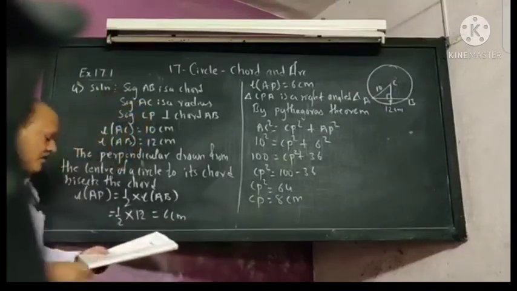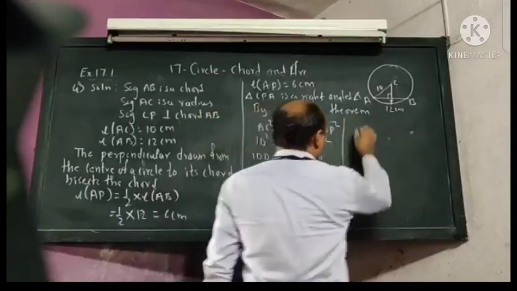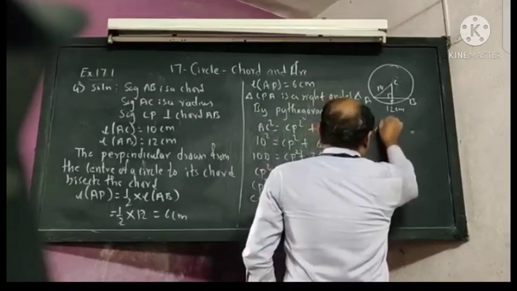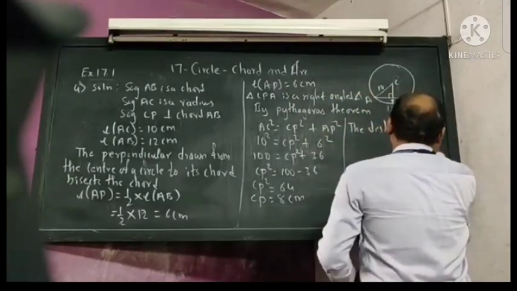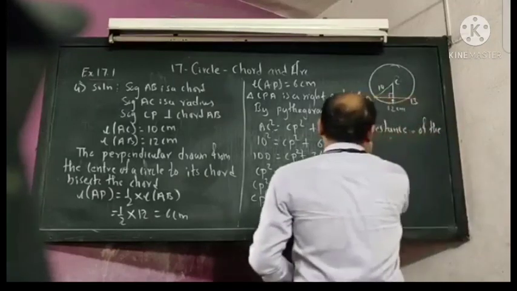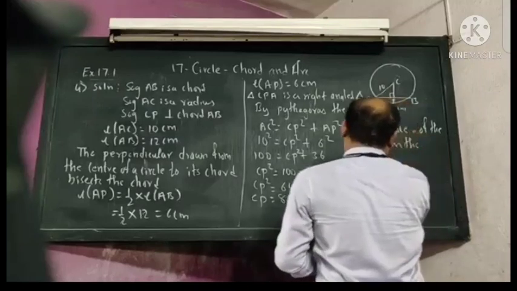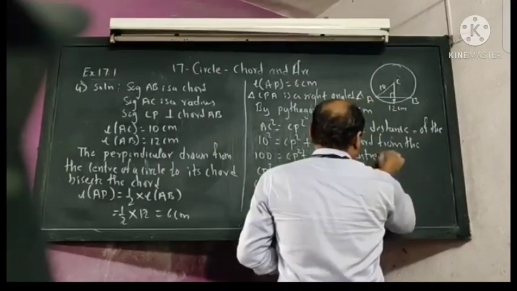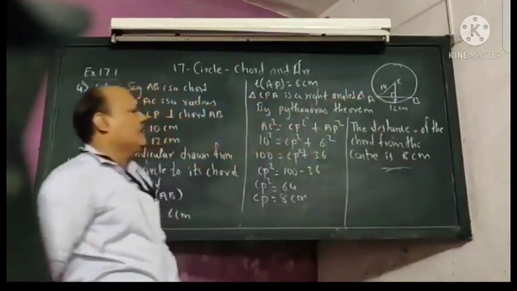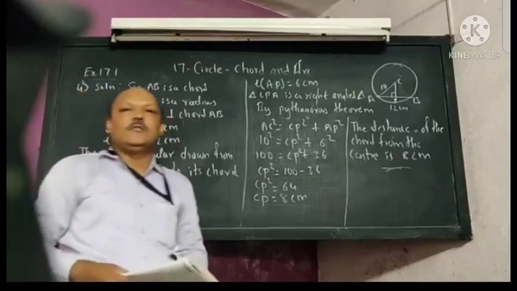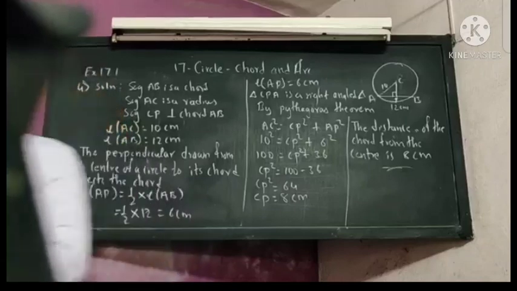What is asked is the distance of the chord from the center. I'm writing the final answer here. The distance of the chord from the center is how much? 8 centimeter. I hope all of you understood this exercise. So we have completed this exercise. Students, we will now move on to the second exercise.